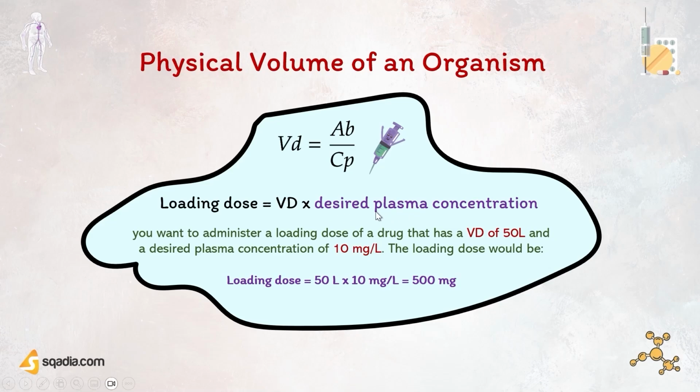and the desired plasma concentration. The formula to calculate the loading dose is volume of distribution multiplied by desired plasma concentration. For example, let's say you want to administer a loading dose of a drug that has a volume of distribution of 50 liters and a desired plasma concentration of 10 milligrams per liter. You multiply both values, and 500 milligrams is the answer. So it is important to know the loading dose and other factors like the physical volume of the body of the individual where you want to introduce the drug.